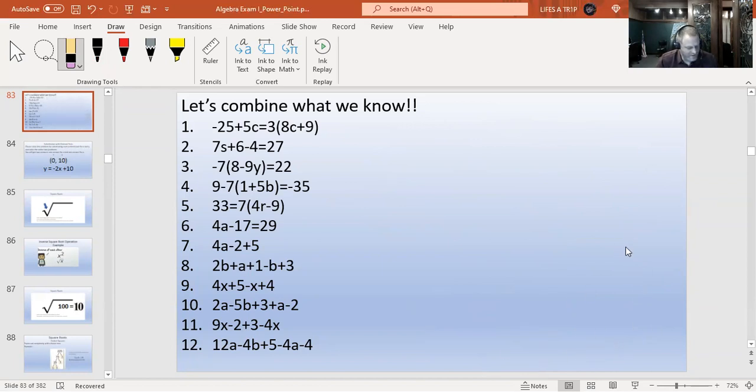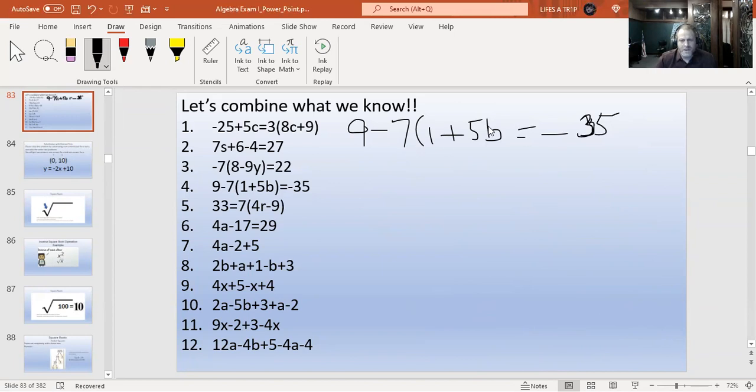So we simplified that. Number 4, guys. 9 minus 7 times (1 plus 5b) equals -35. All right. So can we do anything in these parentheses?